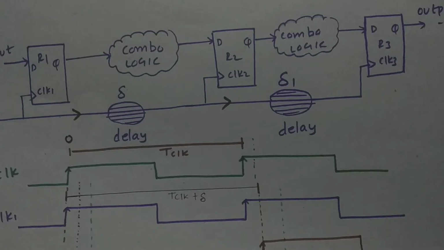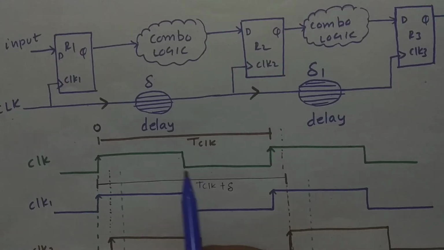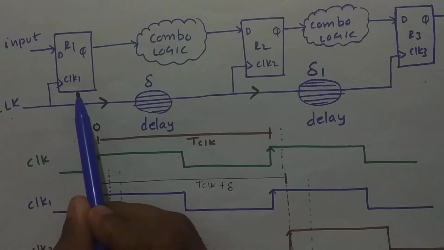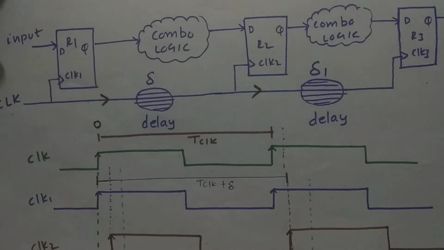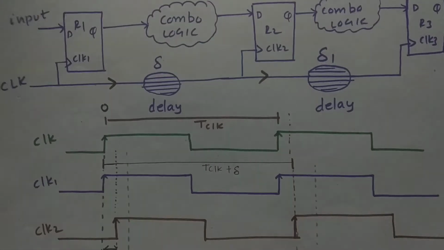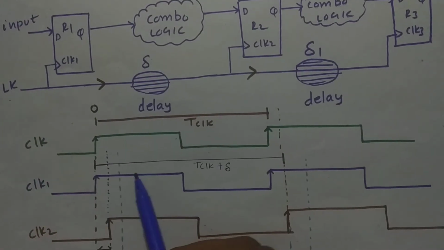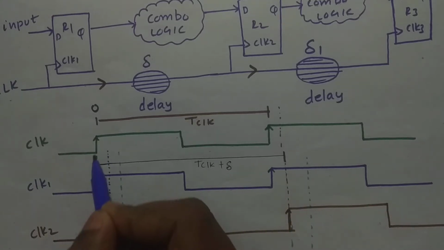So here is the timing diagram. As you can see in the picture, we are considering a clock with a time period of T clock. This clock is getting to all the three clocks over here: clock 1, clock 2 and clock 3. In ideal conditions, all the clocks should be similar, but here we have the delay in between that is causing the skew, that is causing the arrival time difference. Since I'm considering that there is no delay for the clock to arrive at clock 1, clock and clock 1 will be similar.